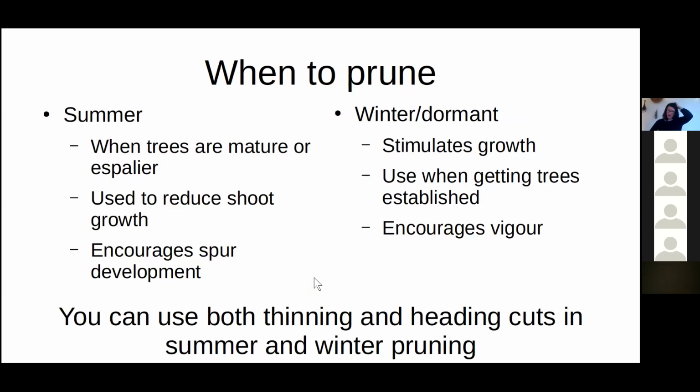Great. When to prune and when to do heading cuts and thinning cuts, whenever you prune, it doesn't really matter. Winter pruning, what we're talking about mostly right now, is going to stimulate more growth. So when you make one cut, you're going to end up with several shoots that come up in its place. So it's stimulating a lot of growth. This is great when you're working with young trees, or when you want a high production tree and you want lots of fruit every year.